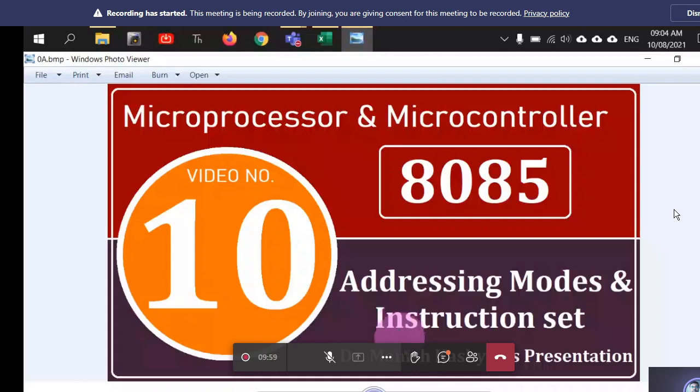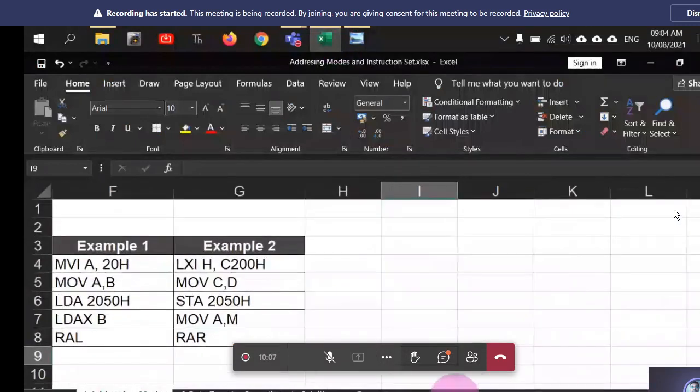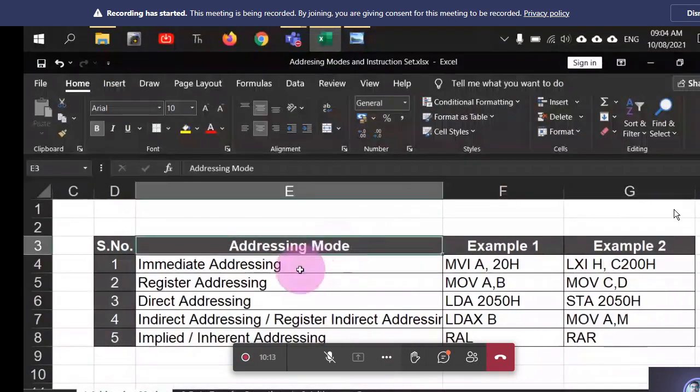So let me begin with addressing mode today. Here on the screen, I have written some examples for addressing mode. We will first illustrate what addressing mode is and what the types of addressing mode are, with some examples. Addressing mode essentially means: whenever we write any instruction in 8085, if that instruction is dealing with data, then where do you bring the address of that data from? That's what we mean by addressing mode.